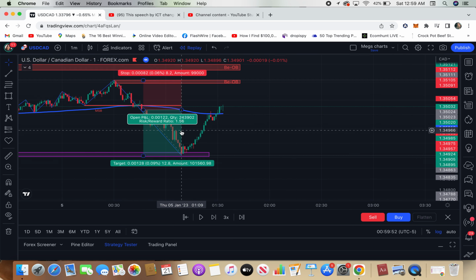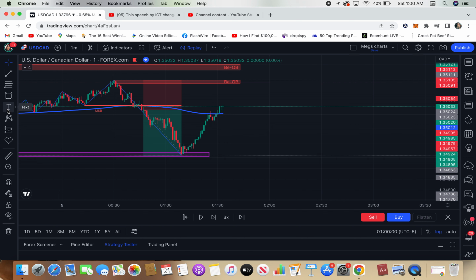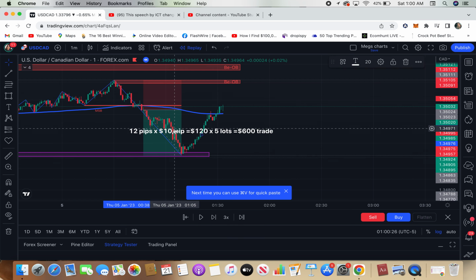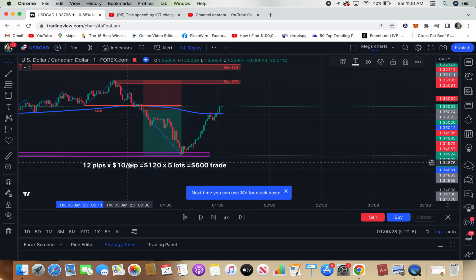So again, 12 pips, give or take. Good trade. $12 times $10 per pip, times 5 lots that you're trading if you have a funded account. $600 trade. Right there.